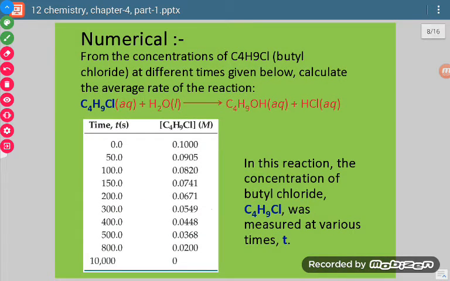Now let us solve this numerical, how to calculate the average rate of reaction. Now see, in this question, what is given to us?